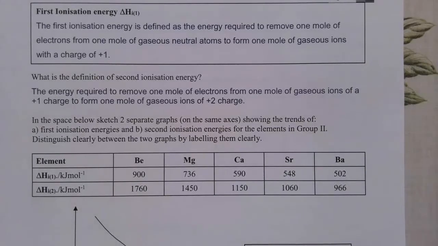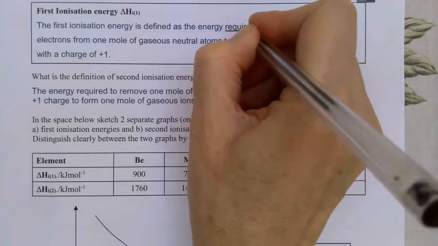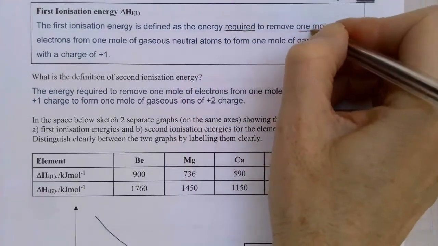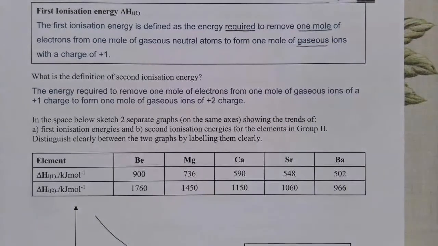We need to remember our first ionization energy definition. It's the energy required to remove 1 mole of electrons from 1 mole of gaseous atoms. Do remember it's always energy required, it's always removing 1 mole, and it's always gaseous. The second ionization energy is the energy required to remove 1 mole of electrons from a 1+ ion. Notice it is not to remove 2 moles of electrons.